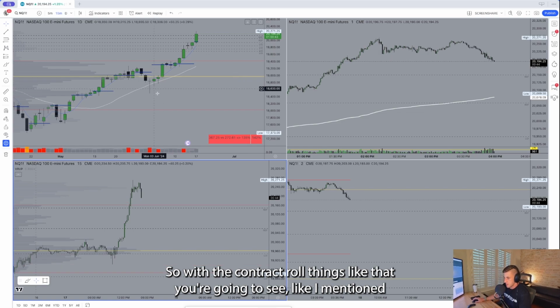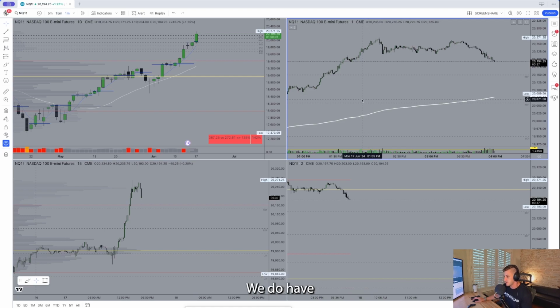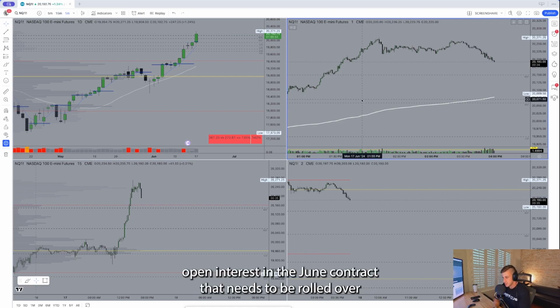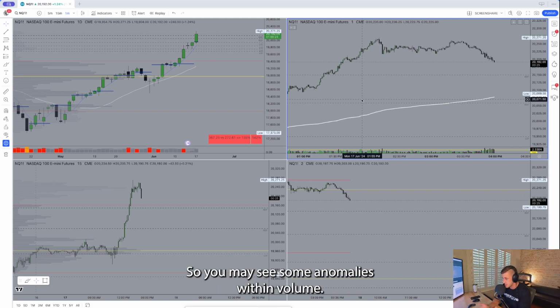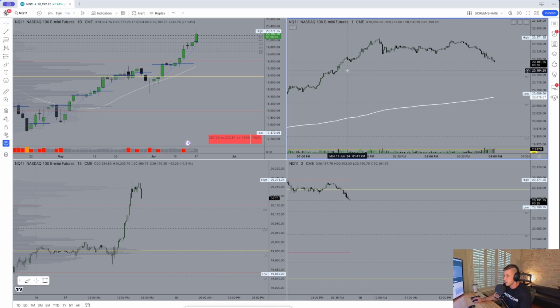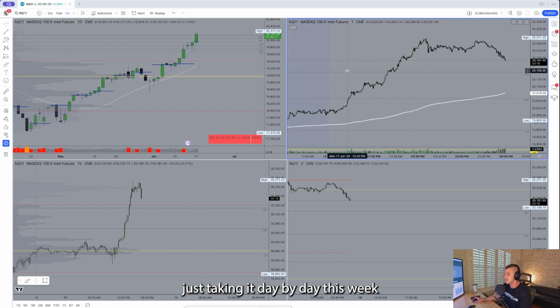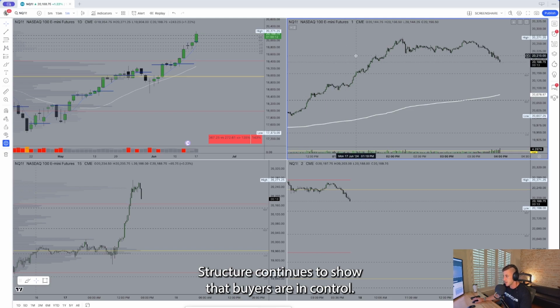So with the contract roll, like I had mentioned this morning, you're going to see a little bit of funkier action, right? We do have open interest in the June contract that needs to be rolled over to the September expiring contract in both ES and NQ. So you may see some anomalies within volume. Like I said this morning, not reading too much into that. Just taking it day by day this week and following the structure. Structure continues to show that buyers are in control. So that's what we're working with.